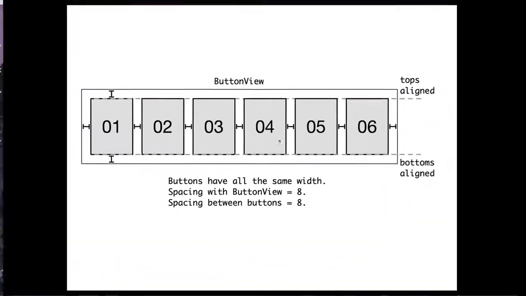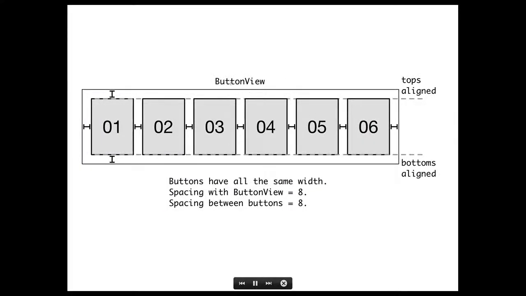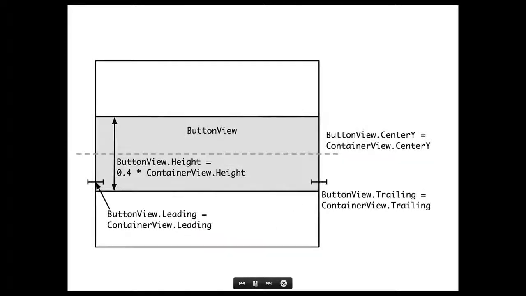So I've set all these constraints, but now I want to work on the constraints for the enclosing button view. For the buttons view, I'm going to make sure that its center Y is aligned with the center Y of the container view. So this middle button view is going to be right in the middle of my container view. And remember, my container view holds all 3 of these views, right? So that's going to center it.